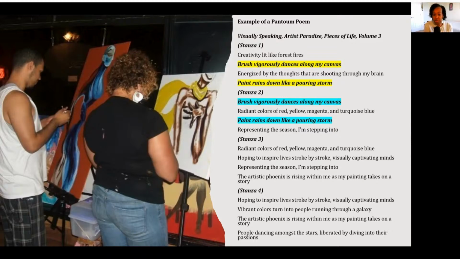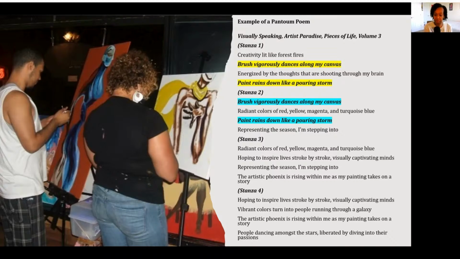Radiant colors of red, yellow, magenta, and turquoise blue. Hoping to inspire lives stroke by stroke, visually captivating minds, representing the season I'm stepping into. The artistic phoenix is rising within me as my painting takes on a story.